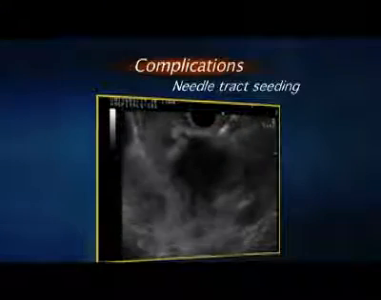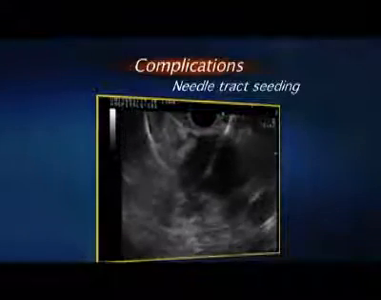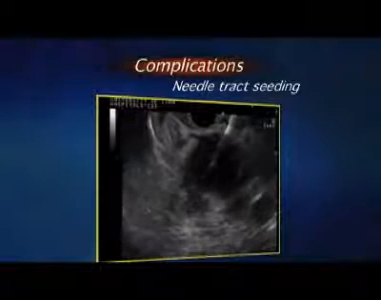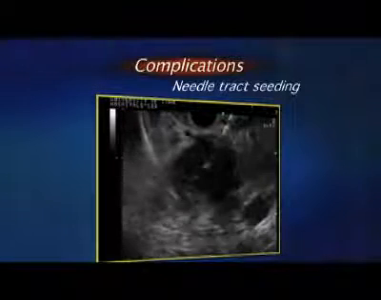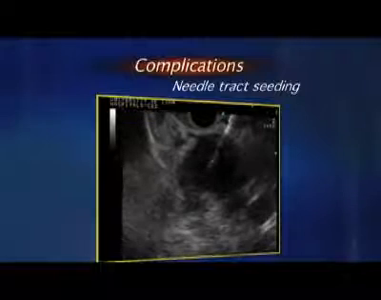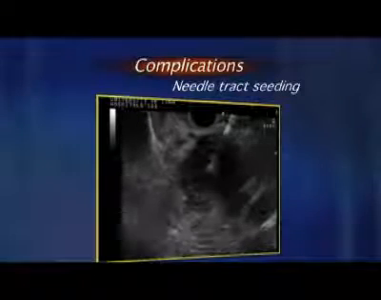Needle tract seeding has been reported as a rare cause of tumor recurrence. In transduodenal biopsies of resectable pancreatic head cancer, the concern is low since the needle tract will be removed by Whipple surgery.